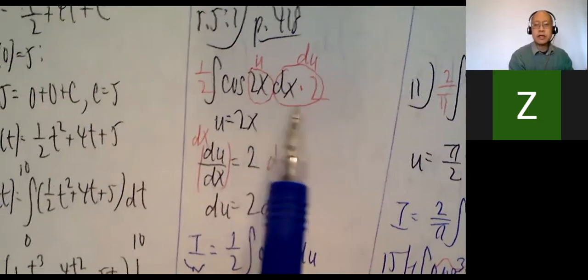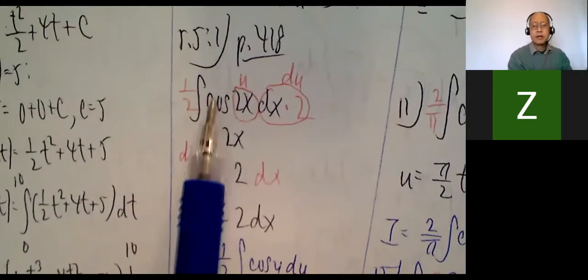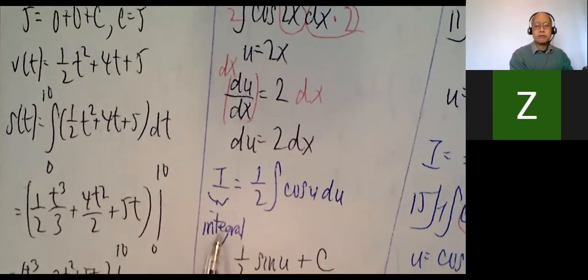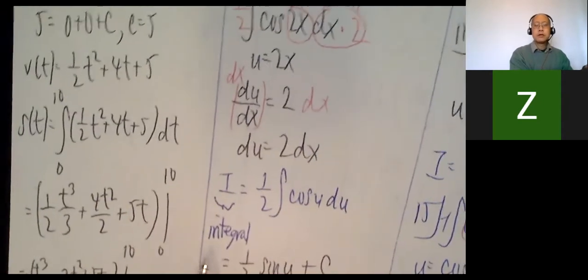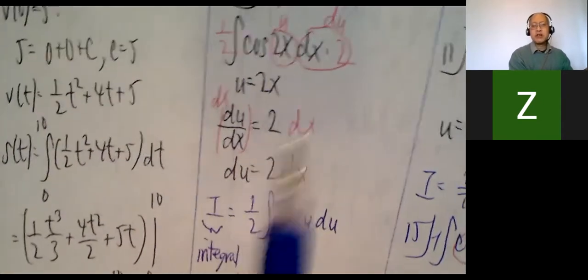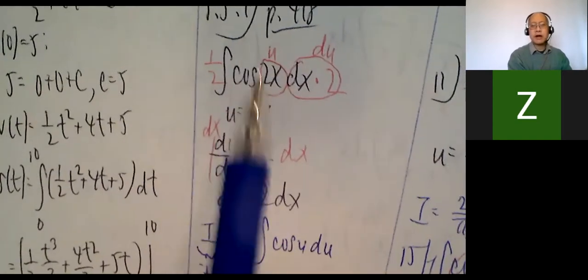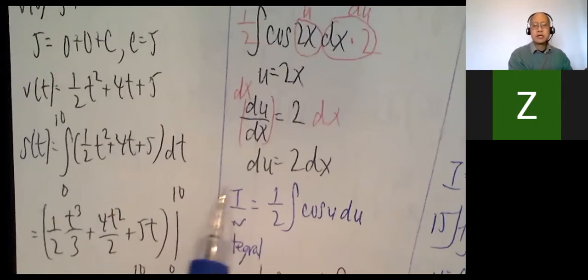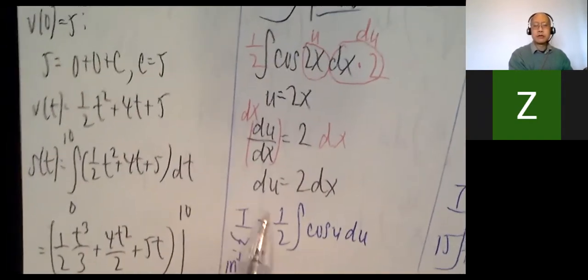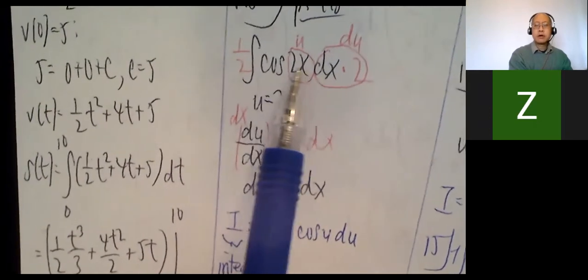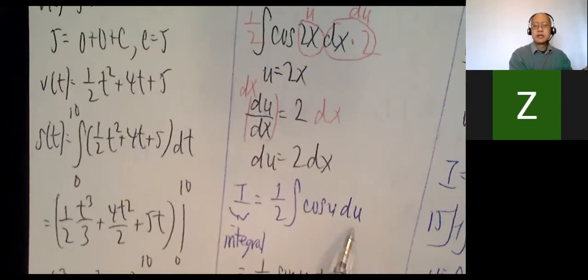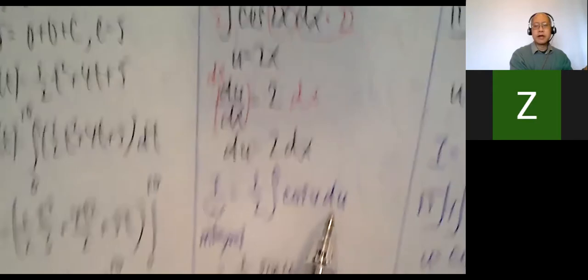Now I can change 2dx to du, substitute. Change 2x to u. There's a half in front. So my capital I will always stand for the original integral. That prevents you from having to write this all over again. Alternatively, I could write integral of cosine 2x dx, but I don't feel like doing that. So my convention is capital I means the original integral is 1/2 integral cosine of 2x, which now becomes cosine of u, 2dx is du. And there it is. And I know how to do that now.